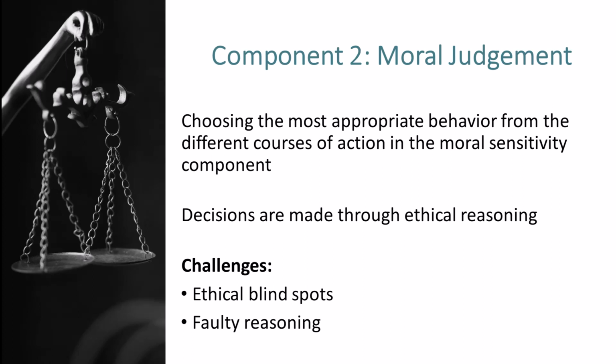Moral judgment involves choosing the most appropriate behavior from the different courses of action in the moral sensitivity component. These decisions are made through ethical reasoning. So, you're thinking about principles like justice, fairness, respect for others. There are challenges here, including ethical blind spots and faulty reasoning. Research shows that people often overestimate how ethical they are, forgive our personal and moral actions, show bias towards our own in-group, and rely on prejudice and stereotypes in decision-making.